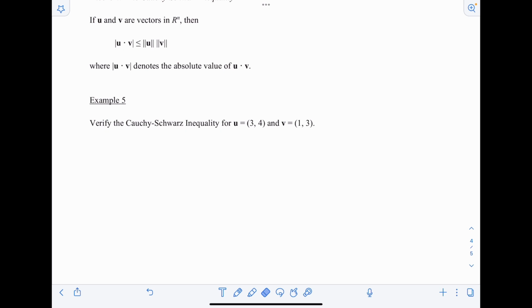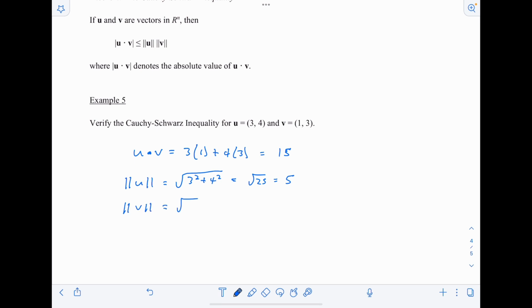Verify the Cauchy-Schwarz inequality for u equals (3, 4) and v equals (1, 3). Very simply, I'll find the dot product first. The dot product of u and v is 3 times 1 plus 4 times 3, which is 3 plus 12, or 15. Now we find the magnitude of u: the square root of 3 squared plus 4 squared, which is the square root of 25, or just 5. Then the magnitude of v is the square root of 1 squared plus 3 squared, which is the square root of 10.